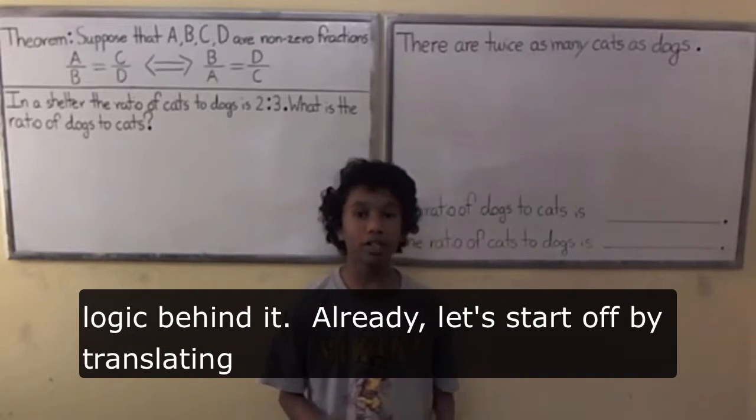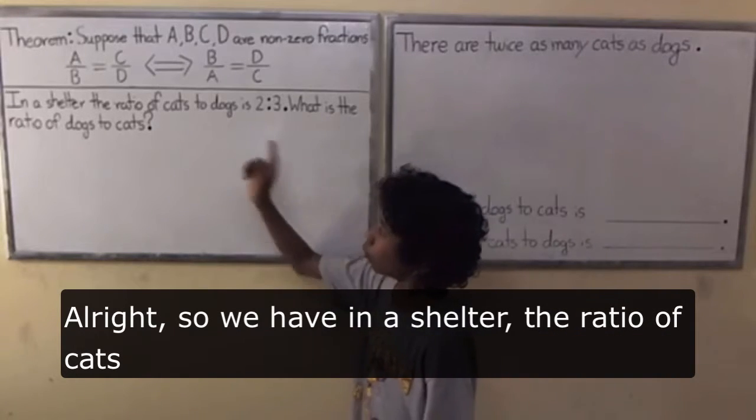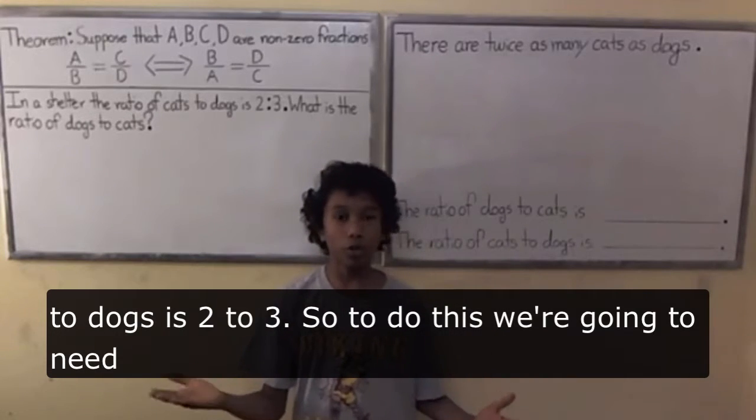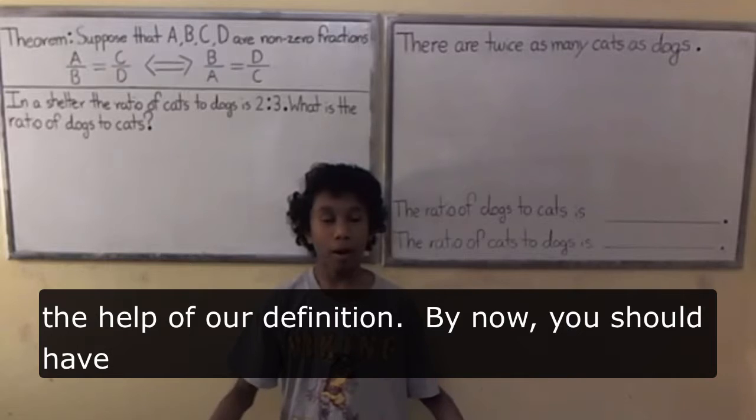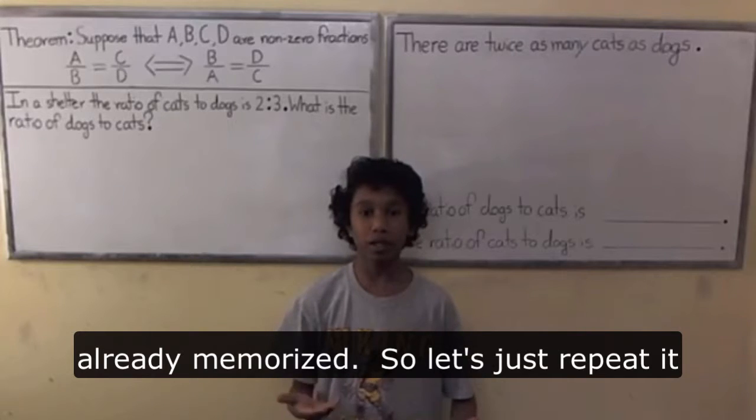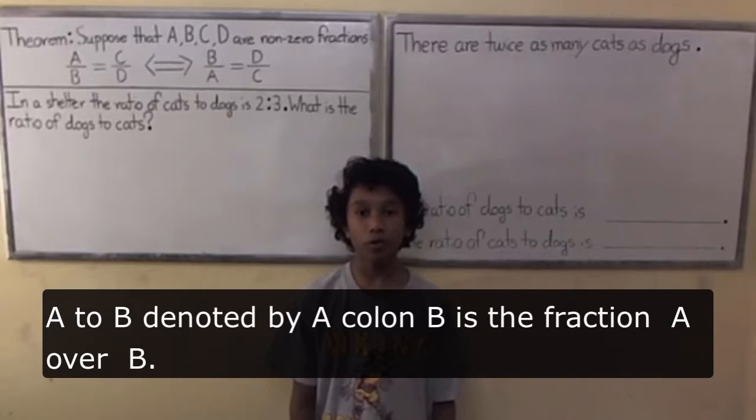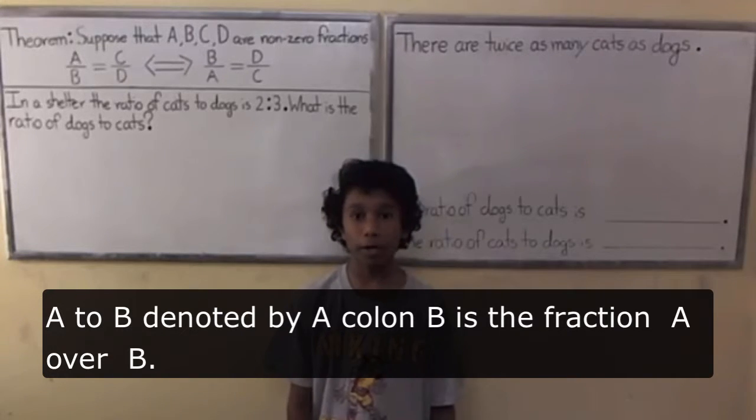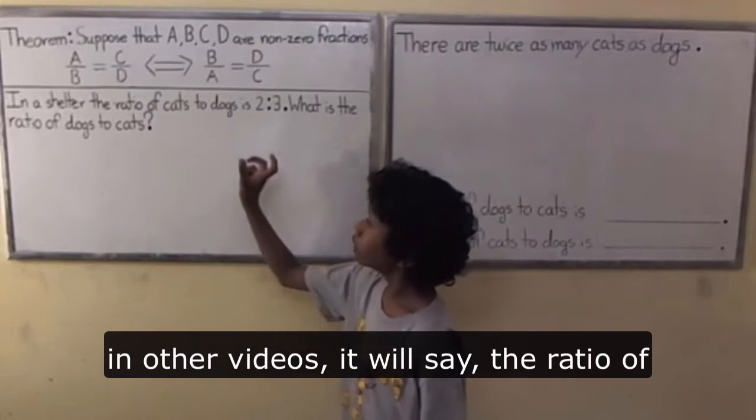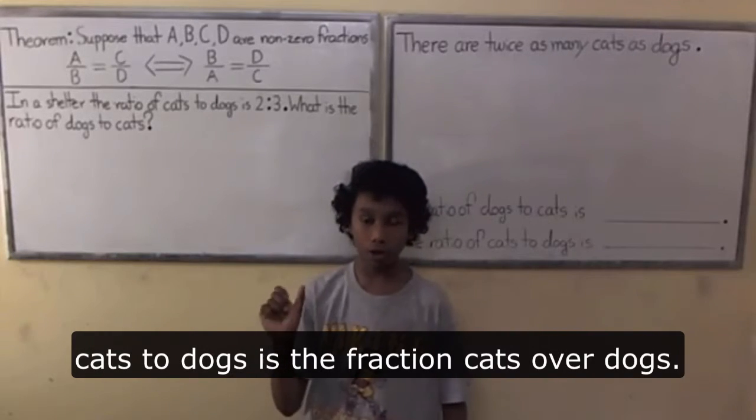Alright, let's start off by translating the English sentence into a math equation. So we have, in a shelter, the ratio of cats to dogs is 2 to 3. To do this, we're going to need the help of our definition, by now, you should have already memorized. So, let's just repeat it together. Definition. The ratio of A to B, denoted by A colon B, is the fraction A over B. So, if we insert cats and dogs like we've done previously in other videos, it will say the ratio of cats to dogs is the fraction cats over dogs.